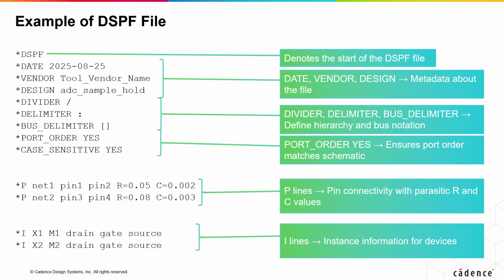The lines starting with I define instance connectivity for active devices. For example, the IX1M1 indicates that instance X1 corresponds to transistor M1 with its terminals mapped to drain, gate, and source nodes. This information enables the simulator to integrate parasitic data with device models for comprehensive post-layout SPICE simulation.